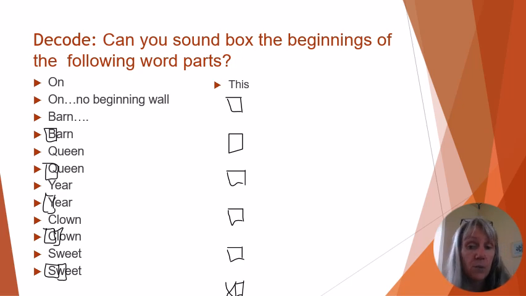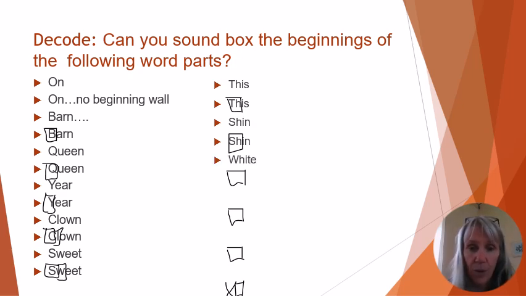What about this one? Well, TH, remember, is not a blend. It is a digraph. So I would put one box around the TH because it makes one phoneme. What about shin? Shin. Again, SH is a digraph, so it gets one sound box. What about white? White. WH is another digraph, so guess what? WH is in one box.